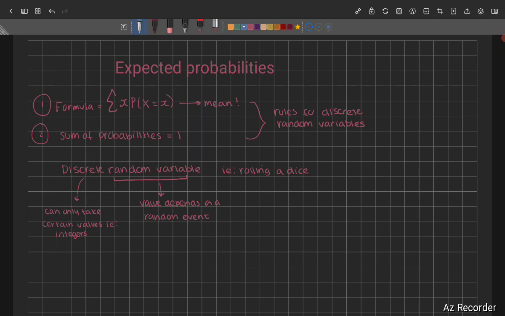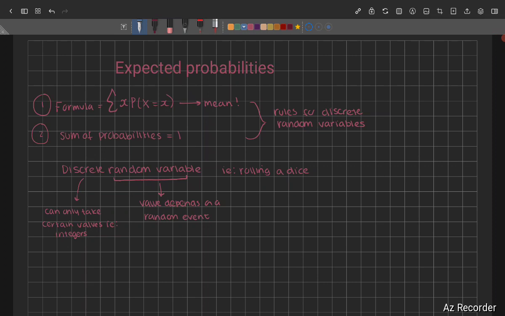So I wanted to start off with dissecting what a discrete random variable is, because the expected probabilities we've been calculating are for discrete random variables. A discrete variable is a variable that can only take certain values, for example, integer values, and a random variable is a variable whose value depends on a random event. An example is rolling a dice.